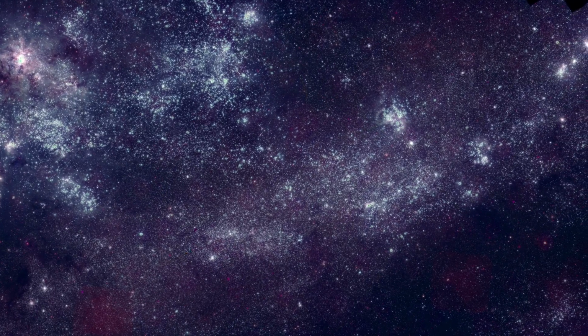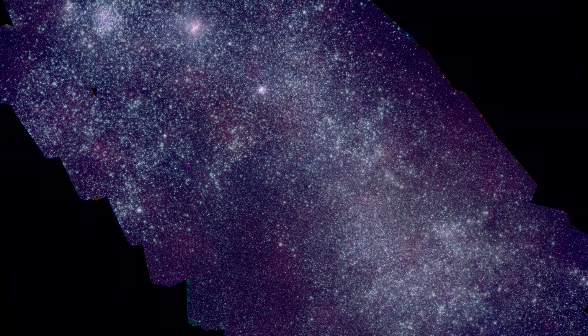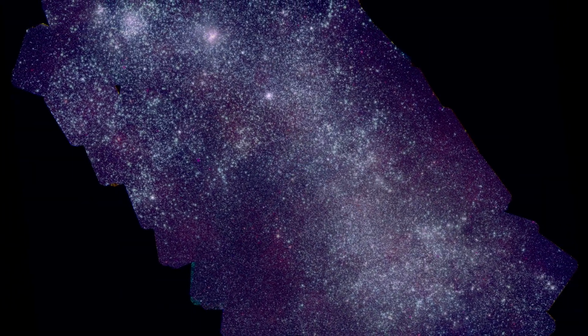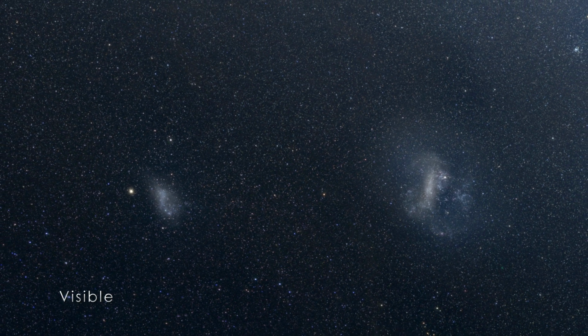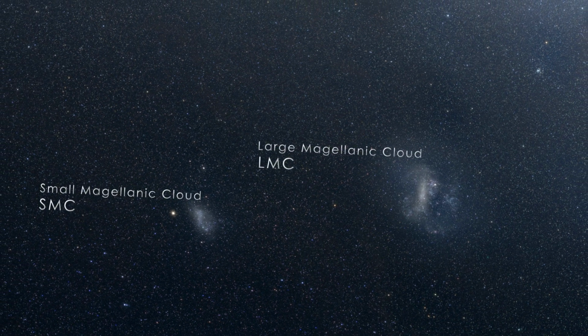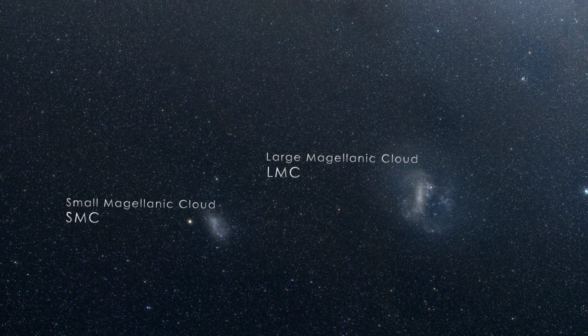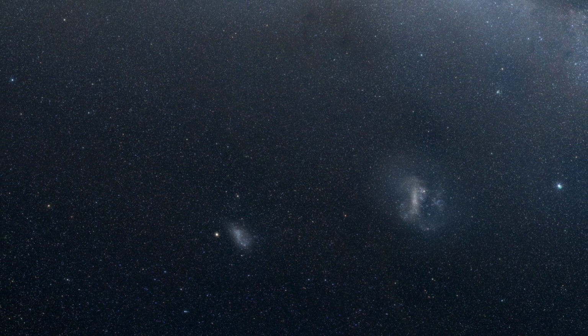These images are the highest resolution wide field surveys of the galaxies at ultraviolet wavelength. Both of these galaxies are less than 200,000 light years away, and each contains a few hundred million stars like our Sun. If you live or travel to the southern hemisphere, you'll see both of these galaxies as faint cloudy patches in the night sky.